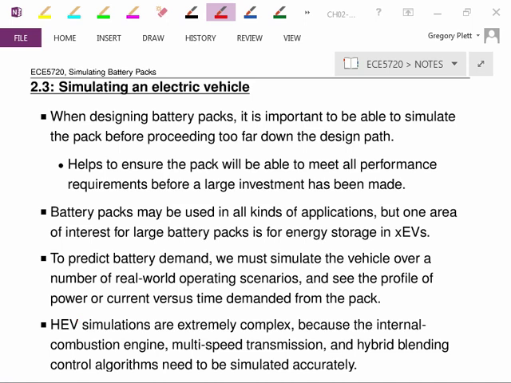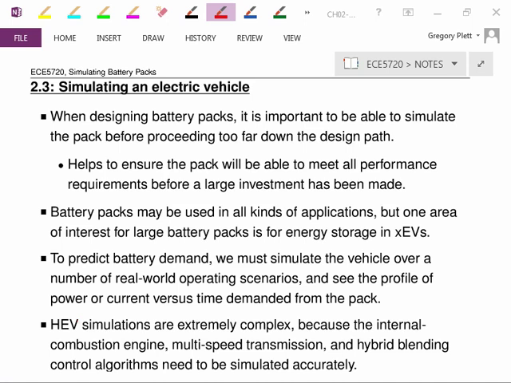We've talked before of some of the applications of large battery packs. We could look at grid storage. We could look at frequency regulation. We're going to continue by looking at the electric vehicle space, xEVs, different kinds of electric vehicles. Looking at the space, to predict the battery demand, we would need to simulate the load, which is the vehicle. We would need to simulate the vehicle over real-world operating scenarios to see the profile of power versus time or current versus time that is demanded from the battery pack by the vehicle.